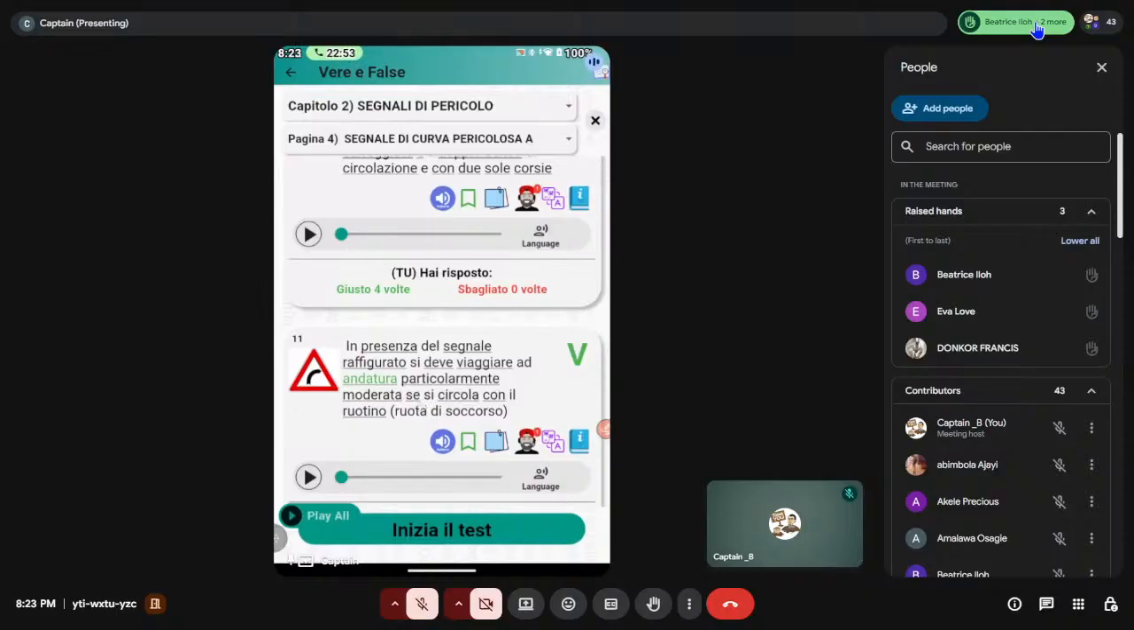Mr. Francis, now this word ruotino, ruota di soccorso, means spare tire. The extra tire that you normally have on your car, in case one of your tires is spoiled. This one is the spare tire. He said in this road you have to circulate with particular moderation, especially when you are circulating with your spare tire. That's what he's saying. Ruotino here means spare tire. It is a wheel. Okay, thanks.